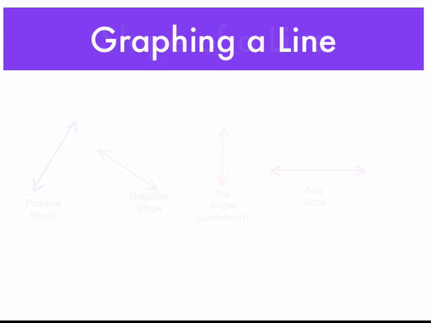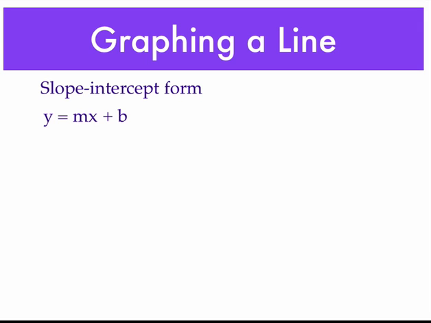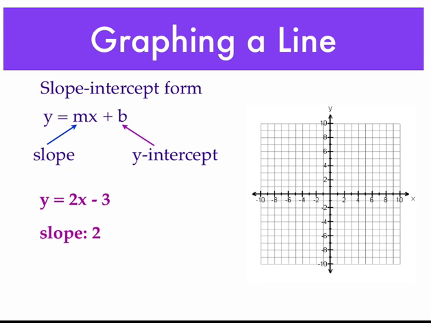You can use slopes to graph lines. The slope-intercept form of a line is y equals mx plus b. The slope is represented by the m, and the y-intercept is represented by the b. Once you know the slope and the y-intercept, you can graph the line. Let's use y equals 2x minus 3 as an example.